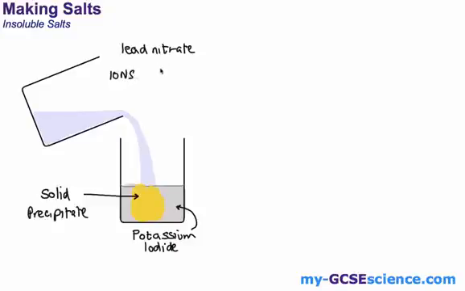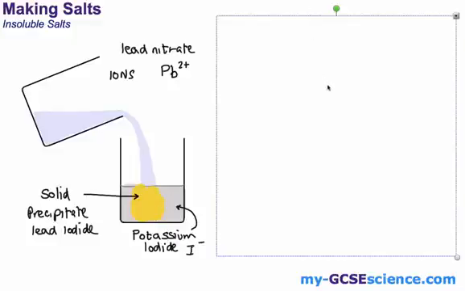So for the lead we have lead ions, and those are Pb2+, and from the potassium iodide it's the iodide ions that are reacting, so that's I minus. So those two will react and produce a substance called lead iodide, and that's our precipitate there, that's our solid substance there.